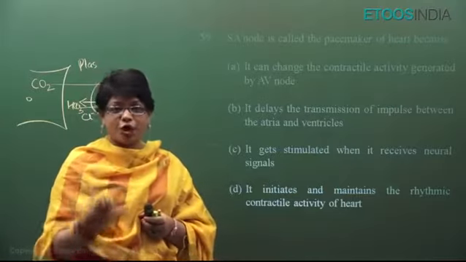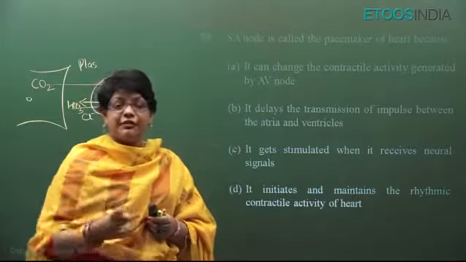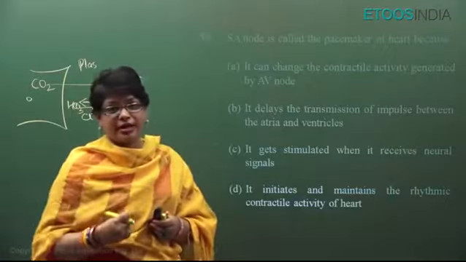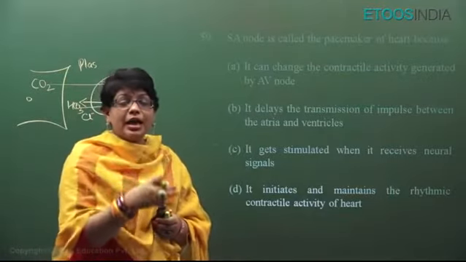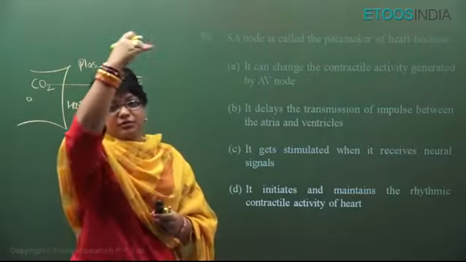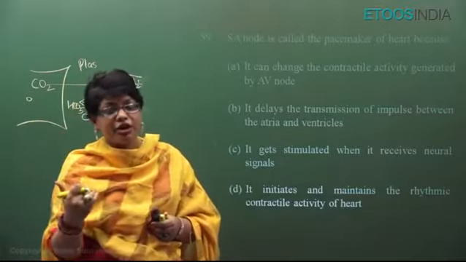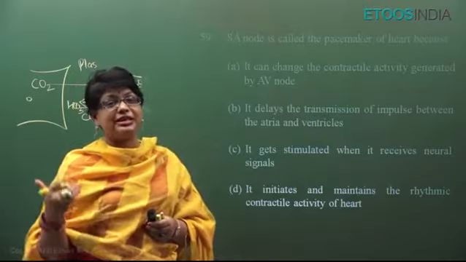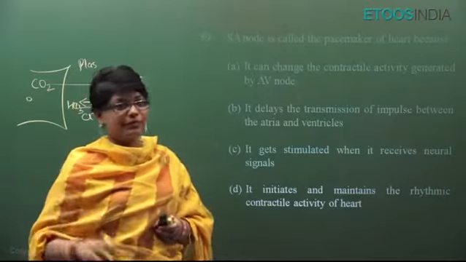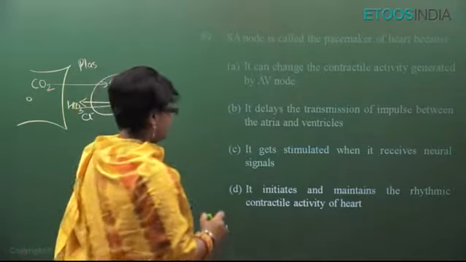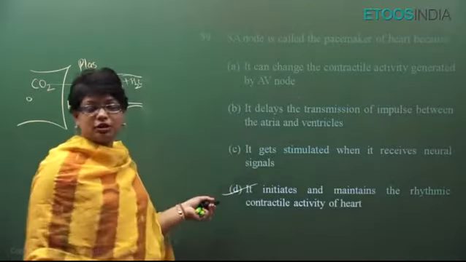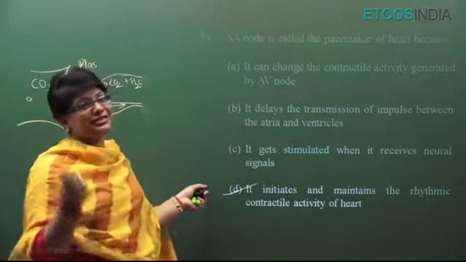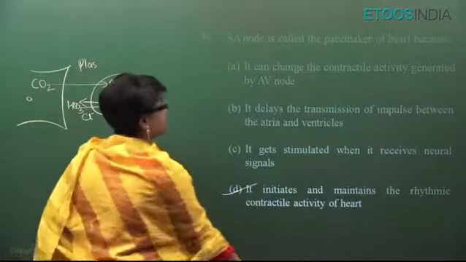Now, SA node is called pacemaker of heart because we know in the conducting system of our heart, frog's heart is myogenic. The nerve impulse is generated within the cardiac musculature. SA node is the pacemaker. Then comes AV node, then bundle of His, then right and left bundle branch, and then finally Purkinje fiber, which supplies each and every cell of ventricular wall. SA node is the pacemaker because it initiates the contractions of heart and it maintains the rhythm at 72 times per minute.